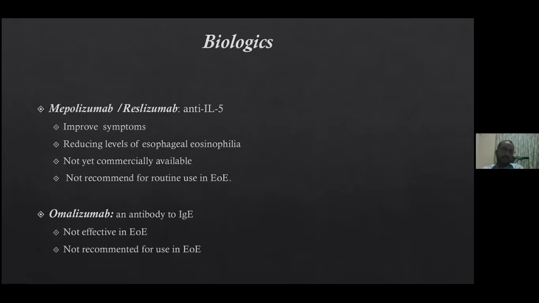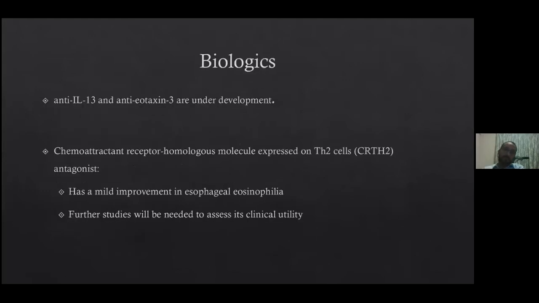Omalizumab, an antibody to IgE from mast cells, is not effective in eosinophilic esophagitis and not recommended for use. Anti-interleukin 13 and eotaxin 3 are under development. A chemoattractant receptor-homologous molecule expressed on T helper 2 cells, antagonist, has mild improvement in esophageal eosinophilia; further study will be needed to assess clinical utility.